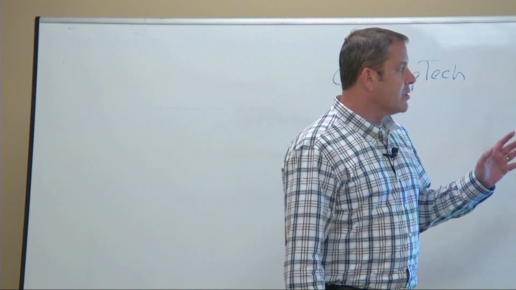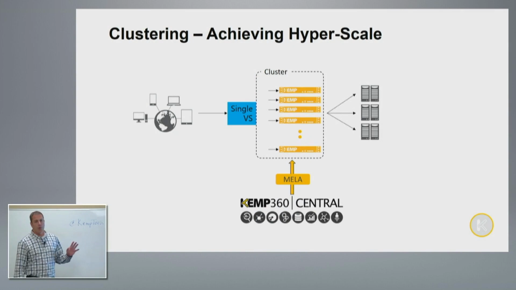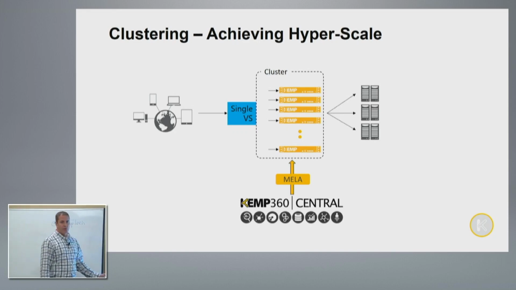So the idea is we're able to achieve this hyperscale. We can actually pool multiple LoadMasters together as a cluster, right? We can set up a single VS that's going to be replicated to all those LoadMasters, and be able to again get that throughput.